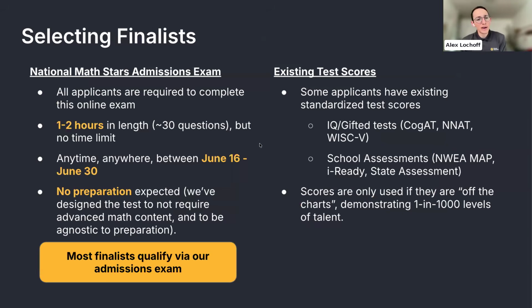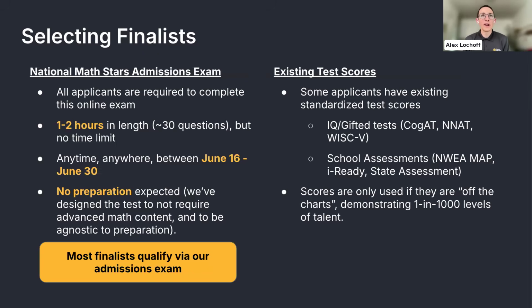So let's talk about how we make those decisions. First, how do we go from all of our applicants down to our set of finalists? This selection is all about looking for evidence of 1 in 1,000 math ability, which students can demonstrate in two different ways. The first and most common way students demonstrate their math ability is through the National Math Stars admissions exam. This is an exam that we have put together based on leading research and inspiration from other exams, and all applicants will be required to complete it in order to move forward with the process.